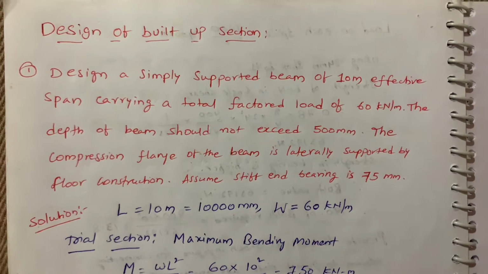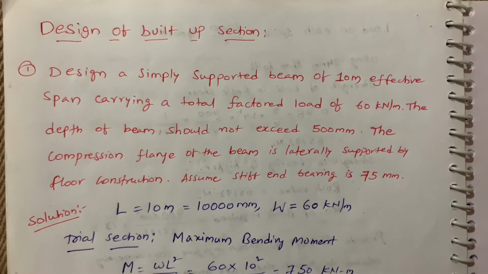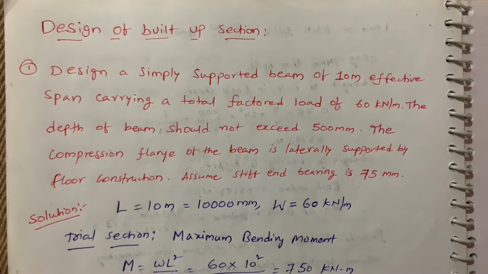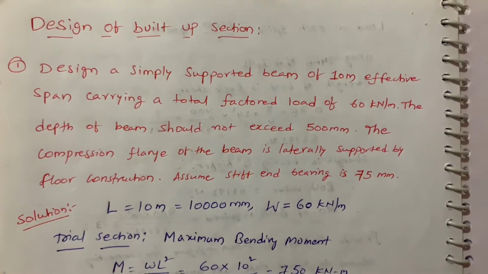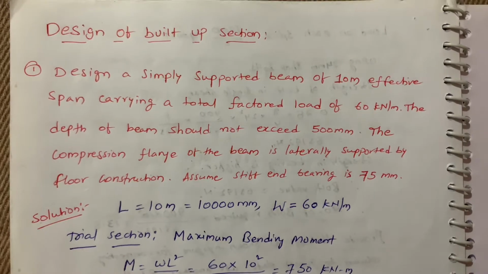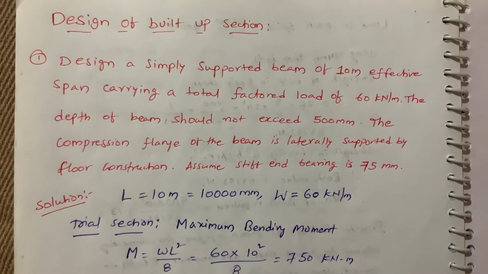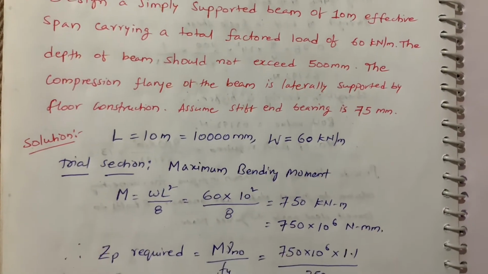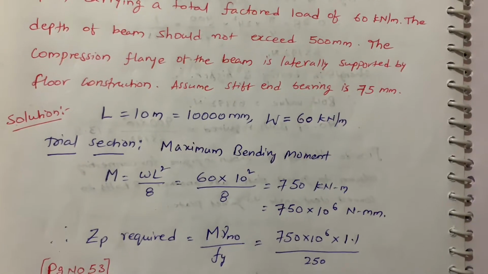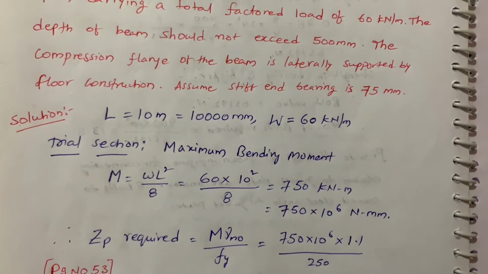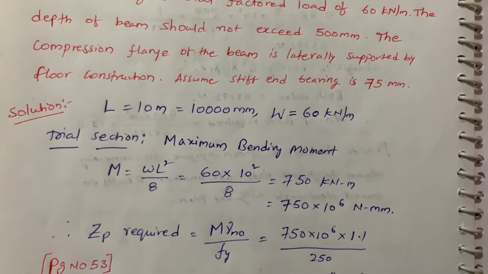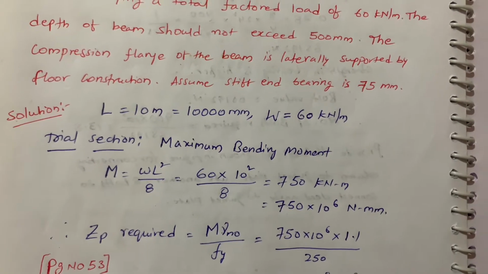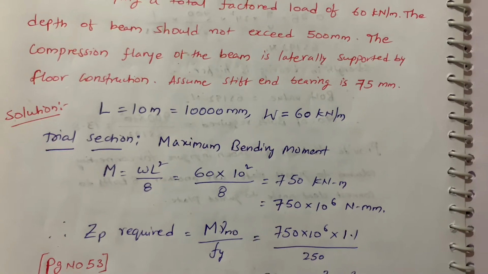Usually the built-up sections are used when the moment to be resisted is heavy. Available rolled sections may not be sufficient. Then in such cases we use these types of beams. So here the given data was L 10 meters, W 60 kilonewton per meter, and I am taking a trial section. The maximum bending moment for a simply supported beam formula is WL square by 8.